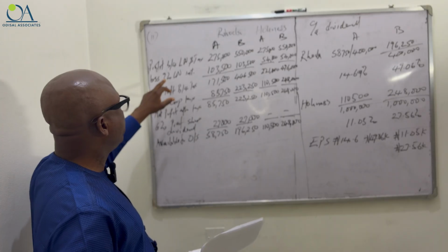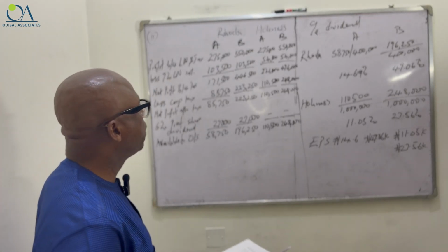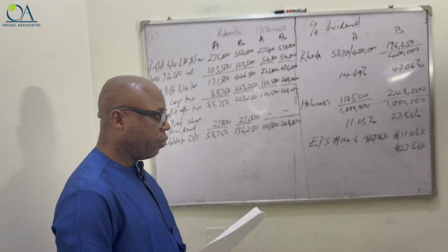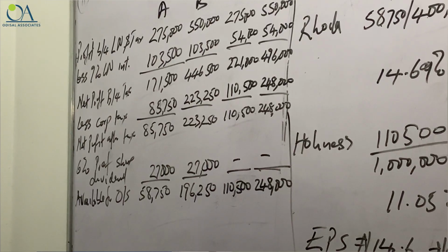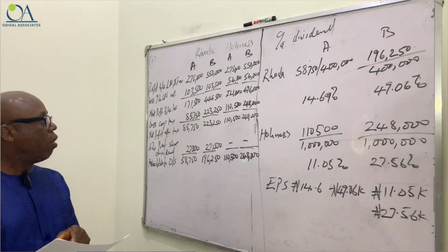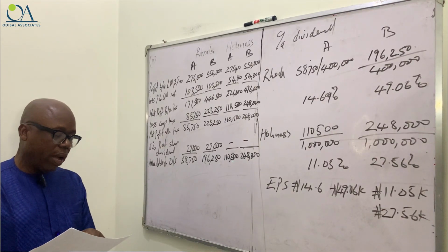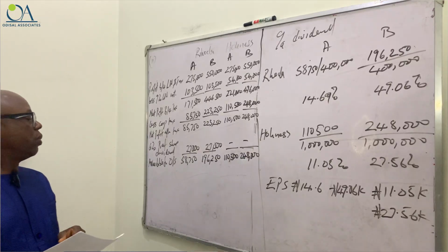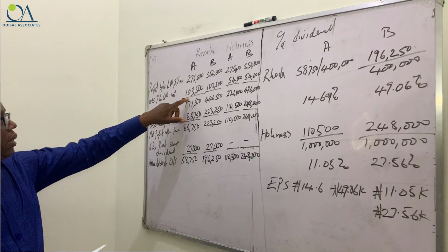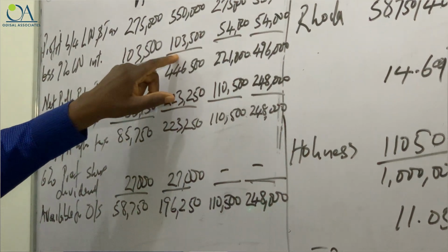Then we're going to remove the 9% loan note interest. Of course, the 9% loan note interest will be calculated from the amount of loan notes. The amount of loan notes we have here is 1,150,000. So if you multiply it by 9%, you have this amount, 103,500. The same for A and B.